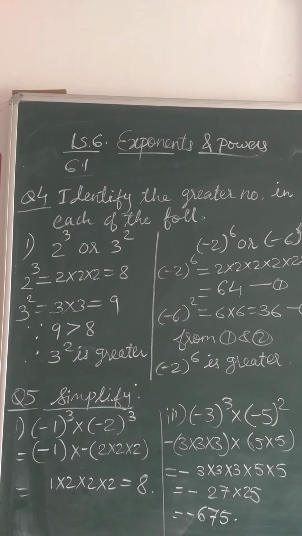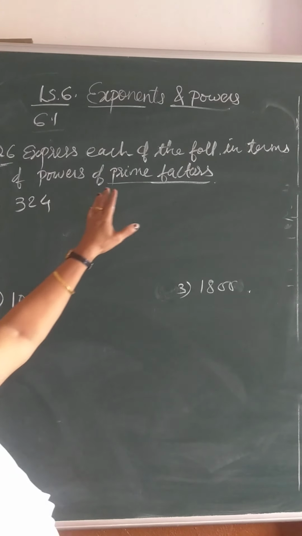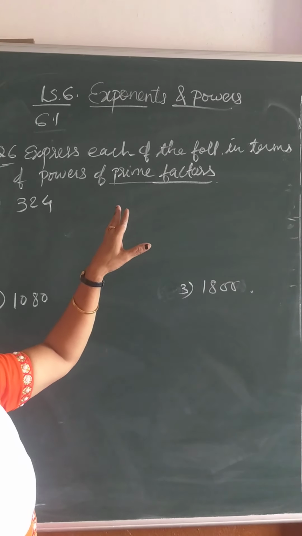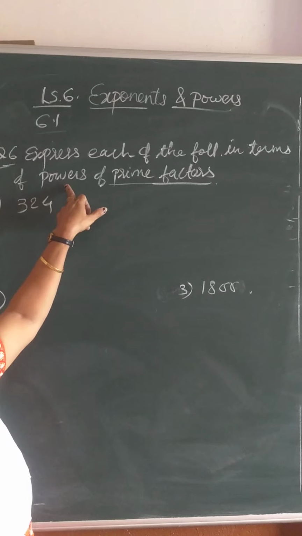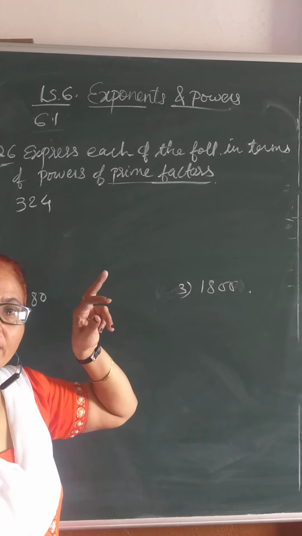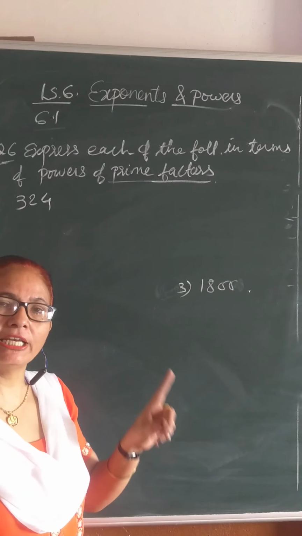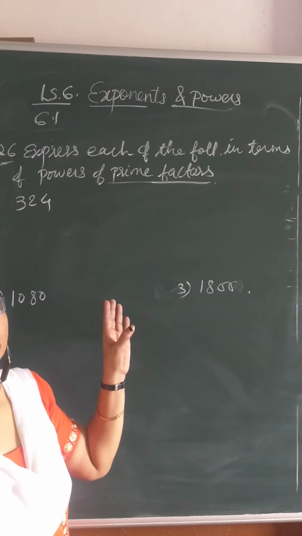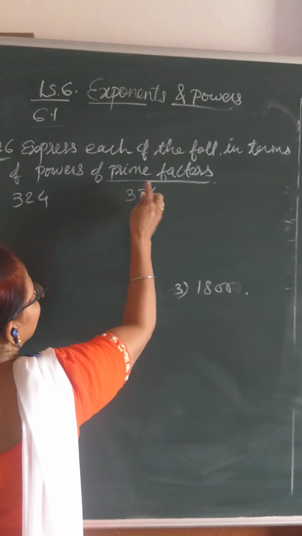Question number 6. Express each of the following in terms of powers of prime factors. It means you have to find the prime factors of the given number, and then you have to write it in the form of powers of prime factors. So children, you must know which are the prime factors. You know the first prime factor is 2. Then 3, 5, 7, 11, 13 and so on. So learn the prime factors by heart, because you have to divide the number only by prime numbers. Okay. So let's find the prime factors of 324.